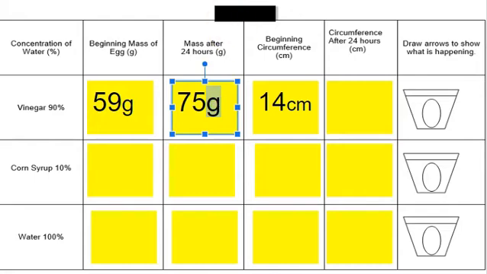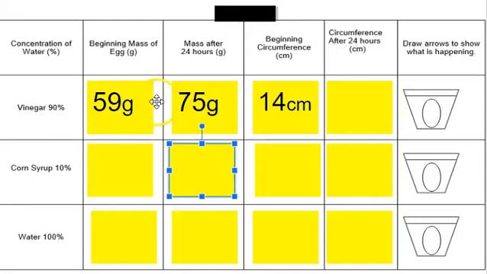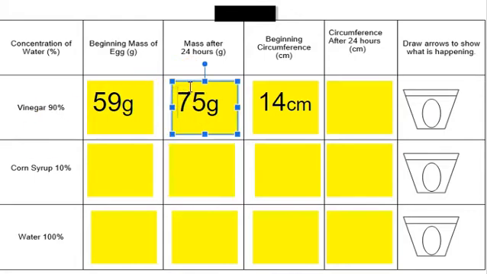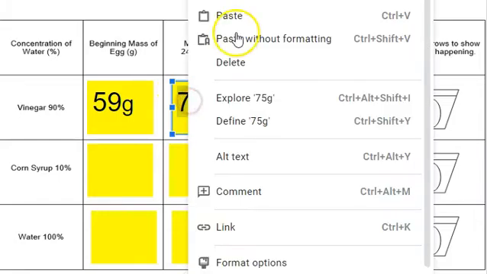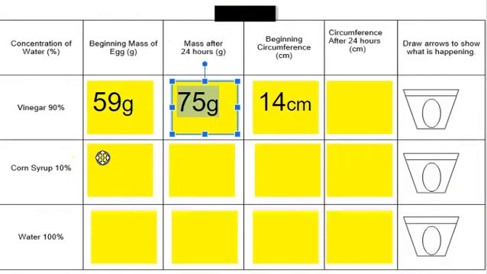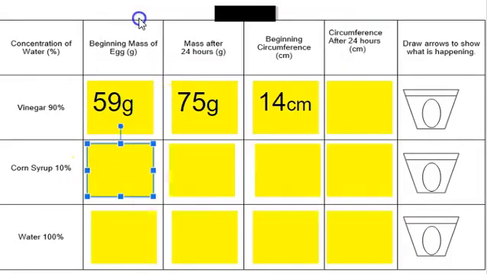G a little smaller. Okay. And this is what we're also going to enter. I'm just going to hit copy so it comes out the same size in here. 75 grams in there because that's going to be the beginning mass for our corn syrup, right?